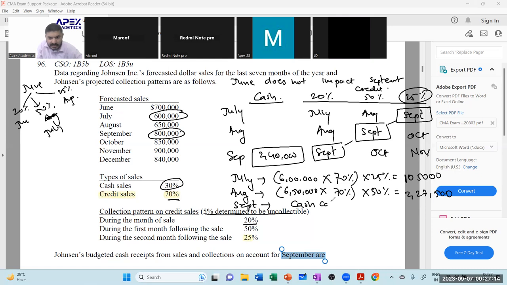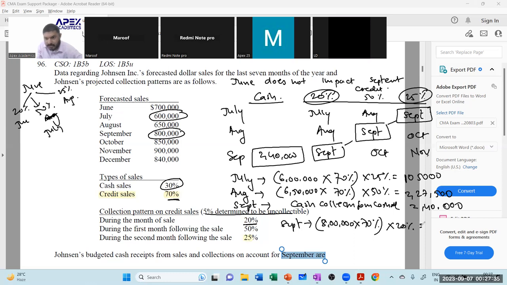Now for September. September cash collection from cash sale. It is 2,40,000 outright. September credit sale collection. What is September's credit sale? 8 lakhs. So total sales 8 lakhs. Out of that 70% is on credit, means 5,60,000. And out of that 20% is coming in September. So 5,60,000 multiplied by 20%. 56 twos are 112.